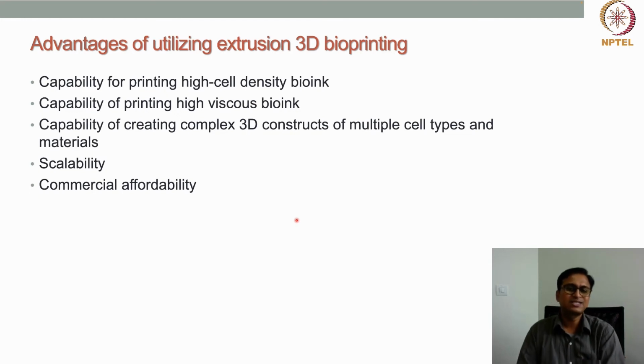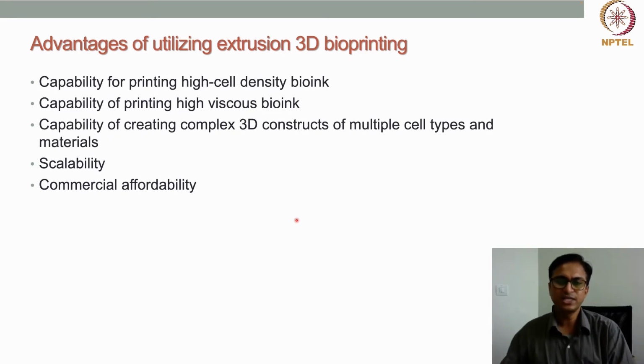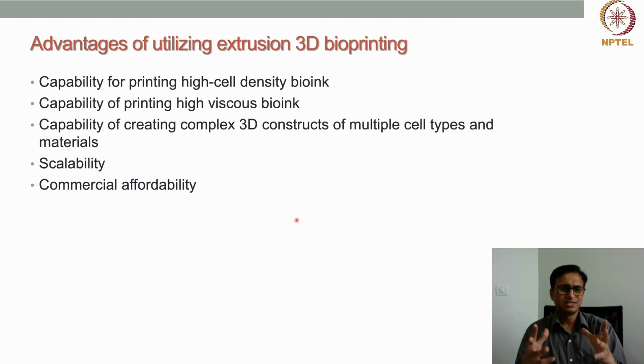Then the next advantage is scalability. Printing small structures is possible with different other technologies, but suppose we are trying to reach a centimeter scale of tissue, where we are interested in printing a big tissue with all the inherent complexity, all different types of cells, and inherent vasculature. Then scalability is a big factor. This technology has got that, because with extrusion bioprinting we can print tissue of different cells, and we can keep on doing that. So that's definitely a very big advantage.